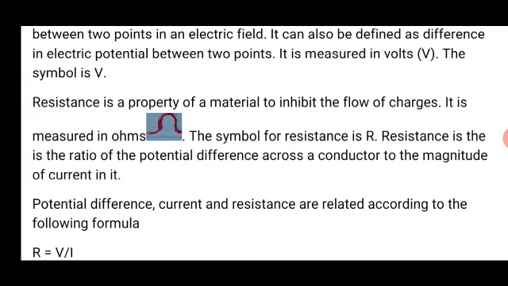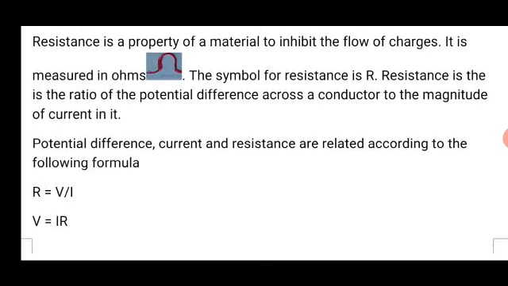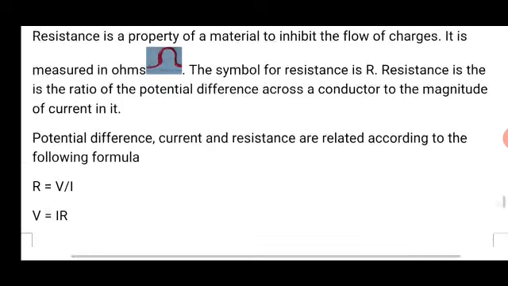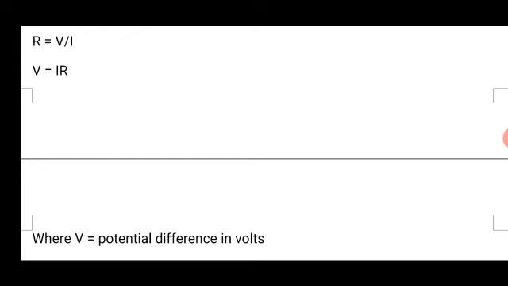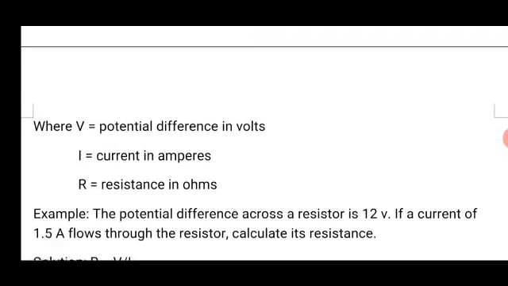Potential difference, current, and resistance are related according to the following formula. So R is equal to V over I, or you say V is equal to IR, where V is potential difference measured in volts, I is current measured in amperes, and R is resistance measured in ohms.